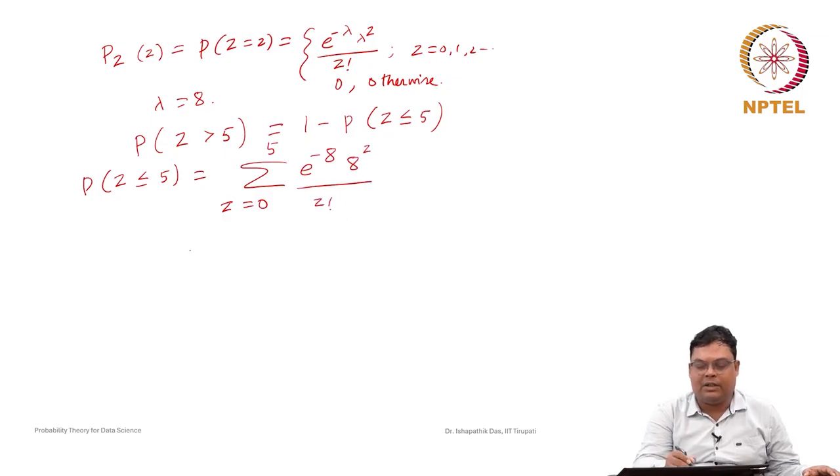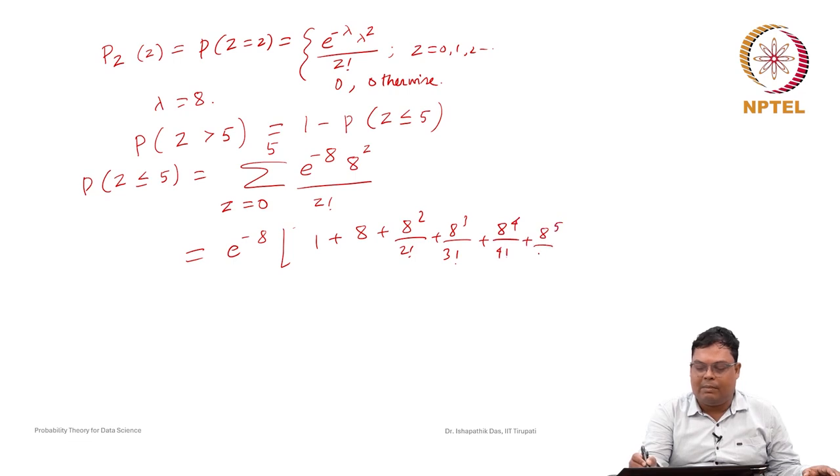So this is e to the power of minus 8. Then you have to add numerically: 8 to the power 0 is 1, plus 8, plus 8 square by 2 factorial, plus 8 cube by 3 factorial, plus 8 to the power 4 by 4 factorial, plus 8 to the power 5 by 5 factorial. Then you have to find this sum, then e to the power minus 8 into this. This sum you have to solve numerically.